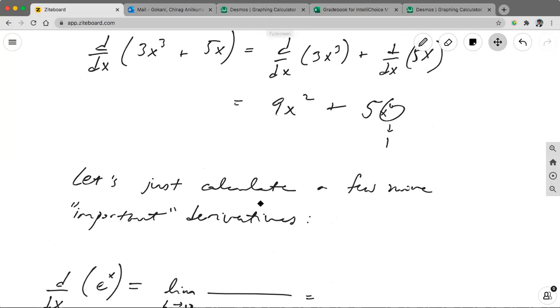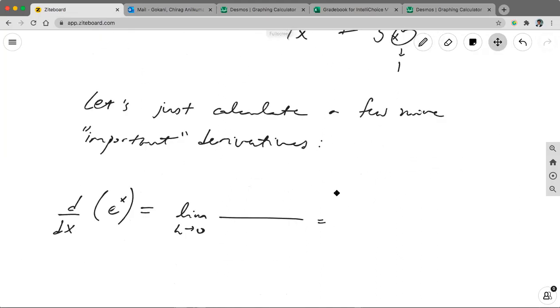So let's calculate a few more important derivatives. We found the derivatives of all the power functions, which is an infinite set, actually. You should appreciate that you already know an infinite number of derivatives, right? I could ask you any power function, there are an infinite number, and you could tell me the derivative. So appreciate that much already.